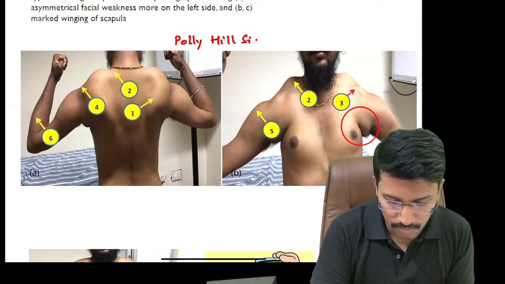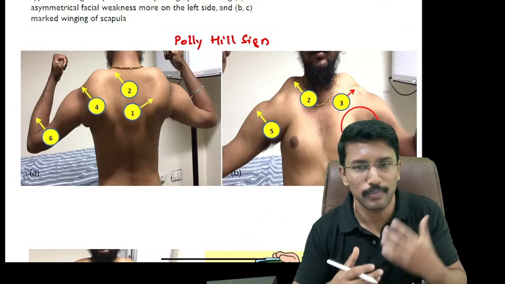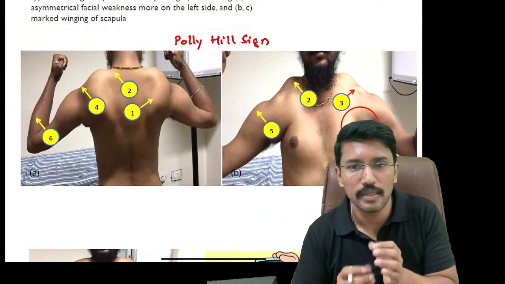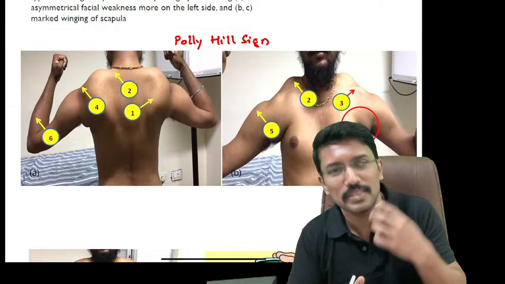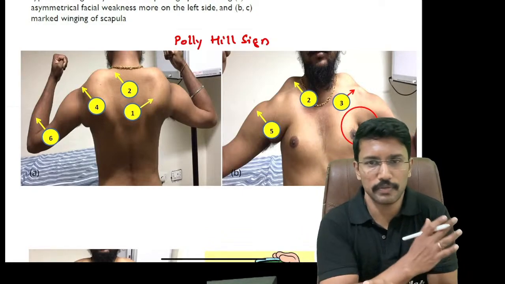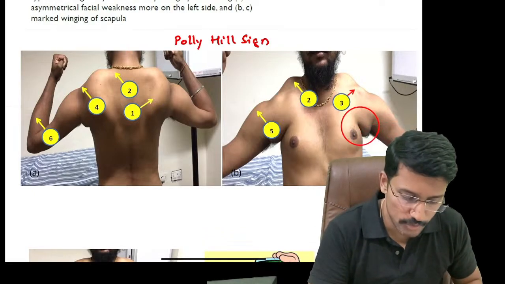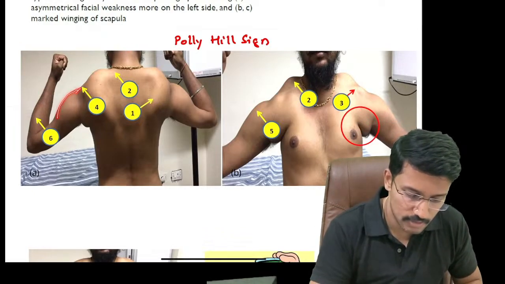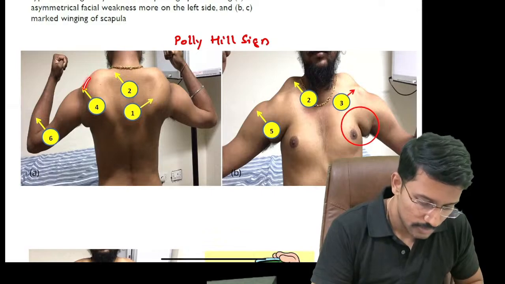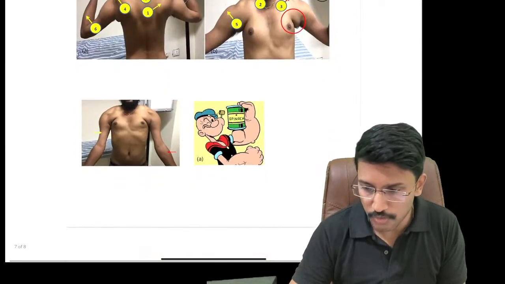Polyhill sign, because on this patient you can see multiple hills. So we call it the polyhill sign. Some of these hills are because of the dystrophy of the muscles. Some of these hills are not because of the dystrophy, but because of the normal unaffected muscles. Like the deltoid you see here is unaffected, giving rise to a sharp deltopectoral groove and one hill there. And as someone mentioned, you get one more sign.